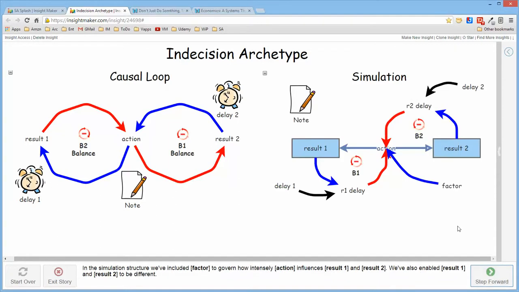When I implement this as a stock and flow simulation model, I've added a delay 1 and 2 so that I can actually vary the delays so that they're not the same, and I've added a factor here so that I can control the extent to which the two delays actually interact with result 1 and 2.